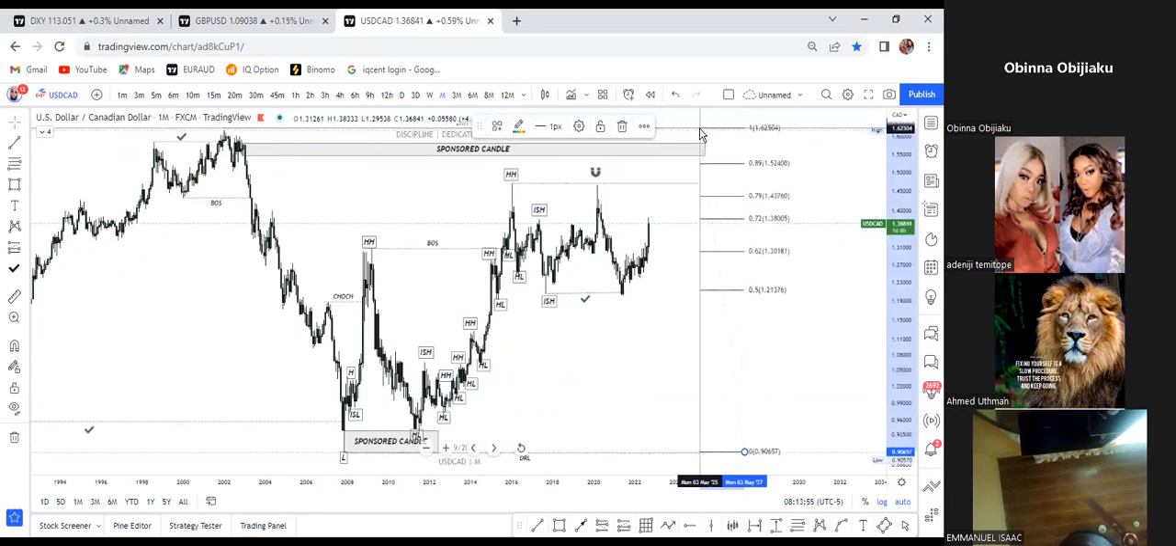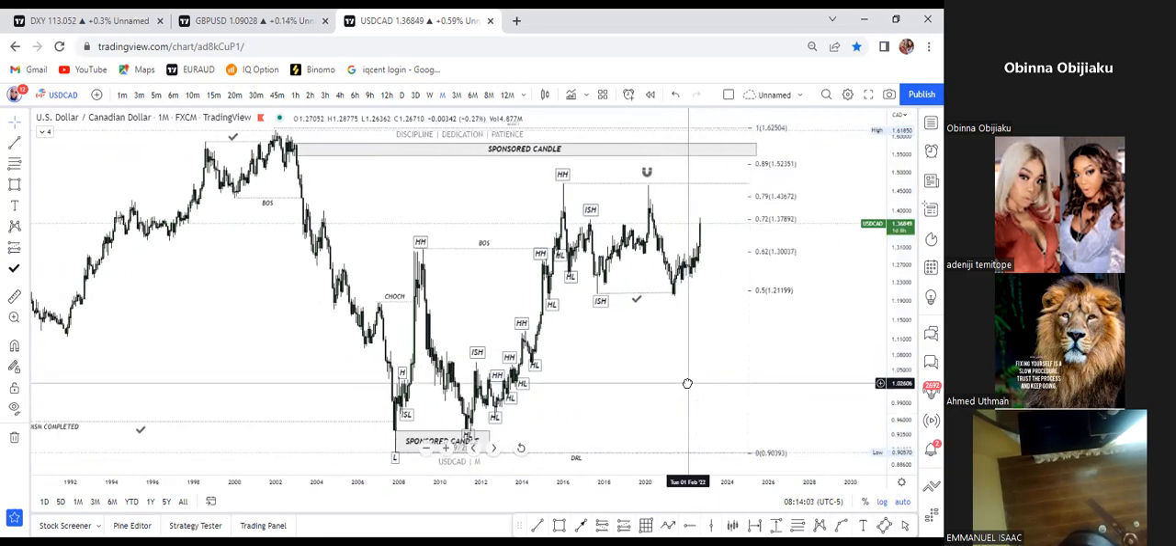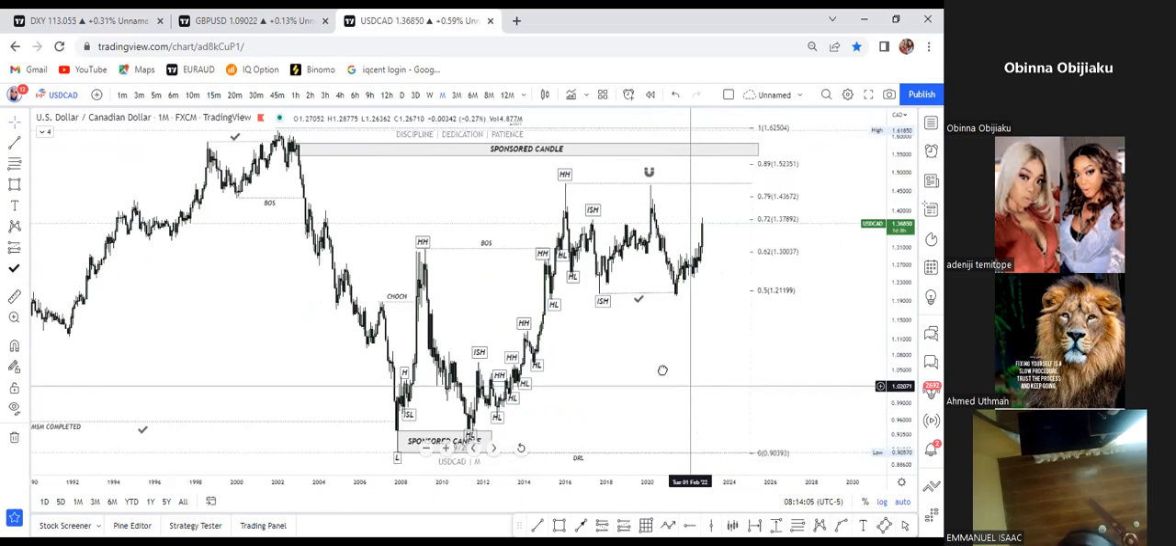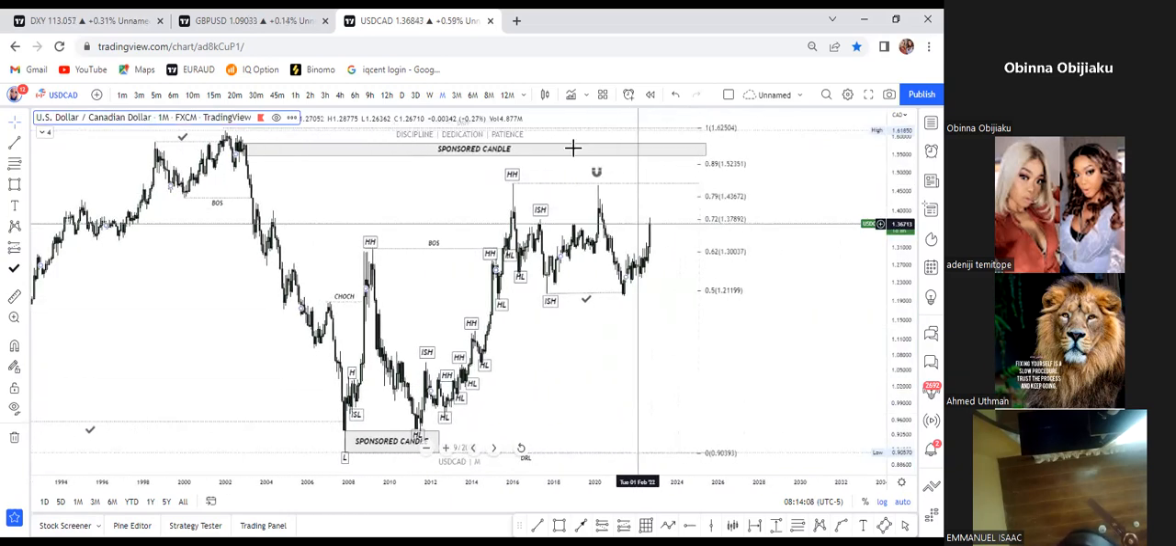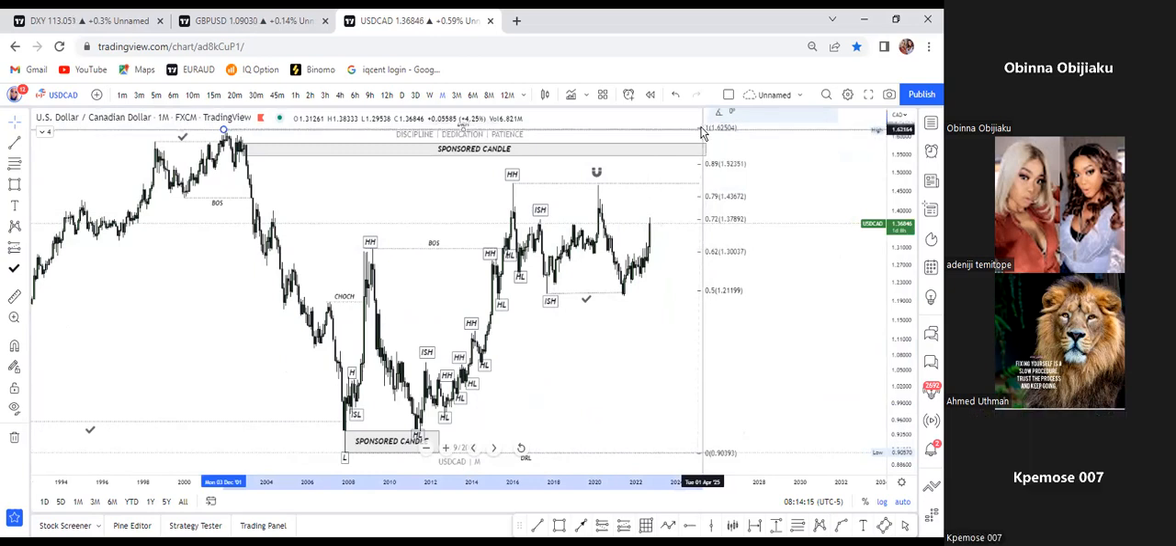Your dealing range high must have taken liquidity, and your dealing range low must have taken liquidity. A low that took out liquidity and a high that took out liquidity, they are strong zones. Very, very strong zones there.